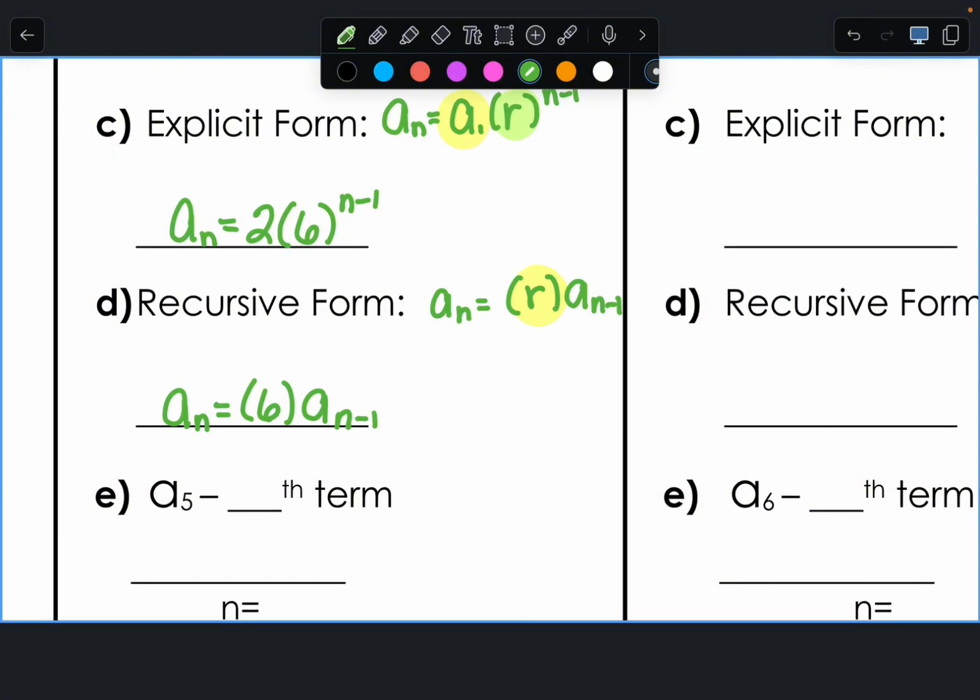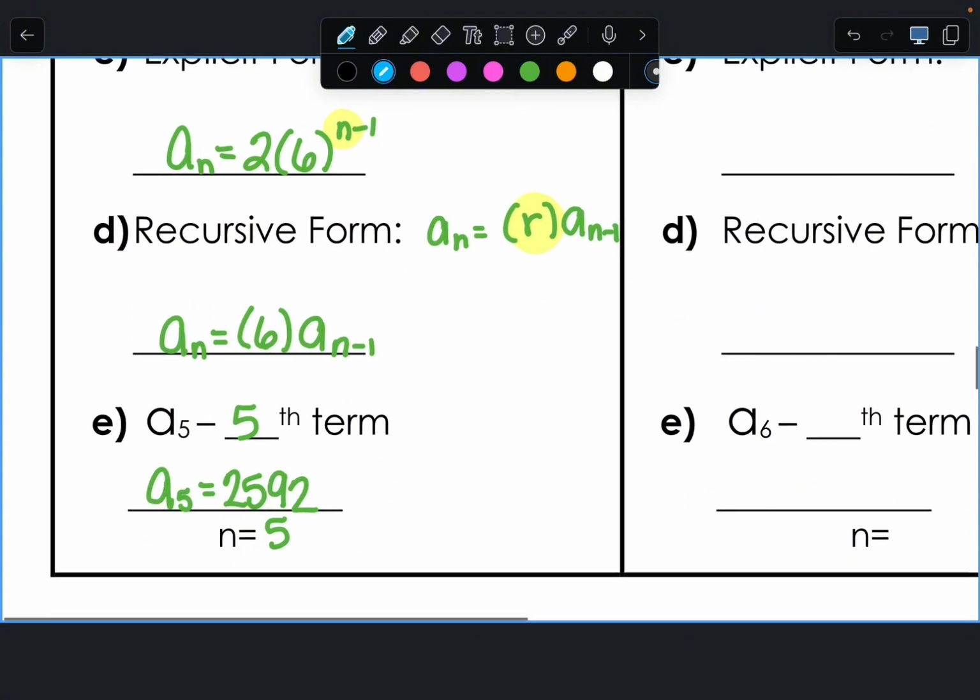Part E is asking us to find the fifth term. So you plug in a 5 where you see n. You're going to plug in a 5 in your exponent spot. Now, the only thing that a lot of students mess up on is they forget about that minus 1. So make sure it's 5 minus 1 as your exponent. What do you get? 2,492. So A sub 5 is 2,592. Very good.